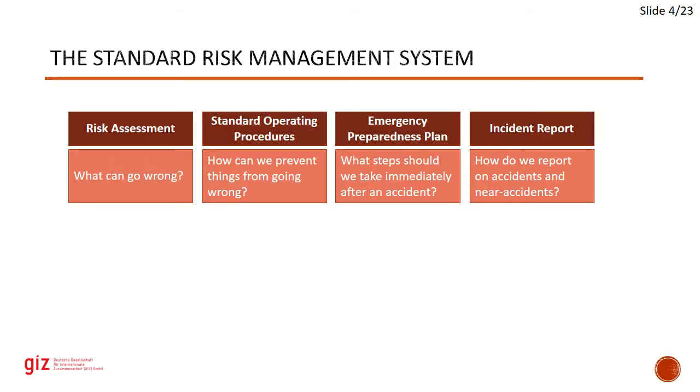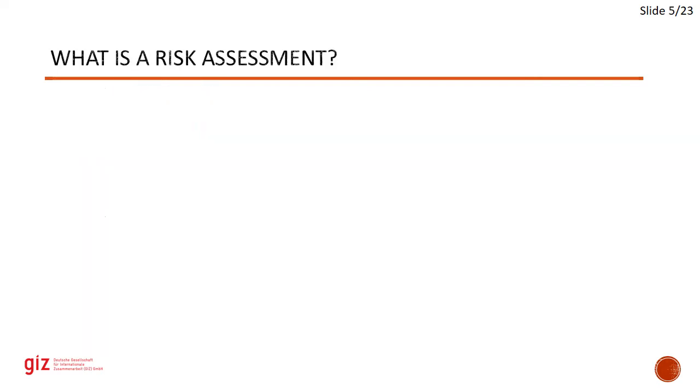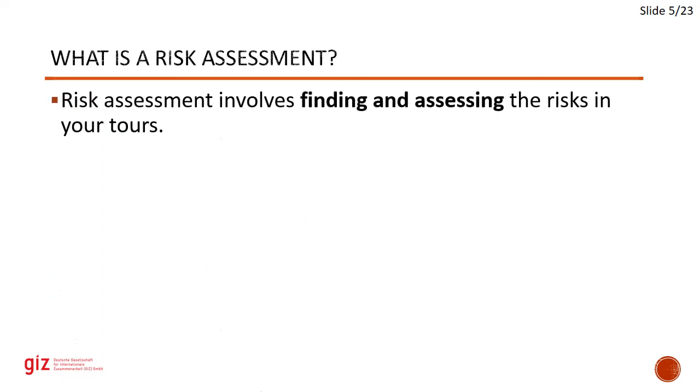You will remember that we introduced the different parts of a standard risk management system in Course 1. The risk assessment is the first part of the standard risk management system. In the risk assessment, we want to analyze and see what can go wrong in our tours. So, what is a risk assessment? A risk assessment involves finding and assessing the risks in your tours.